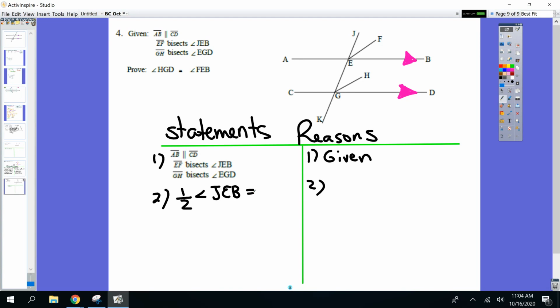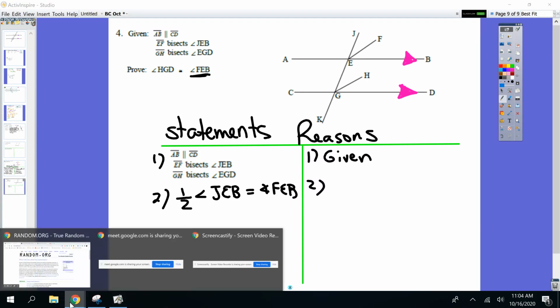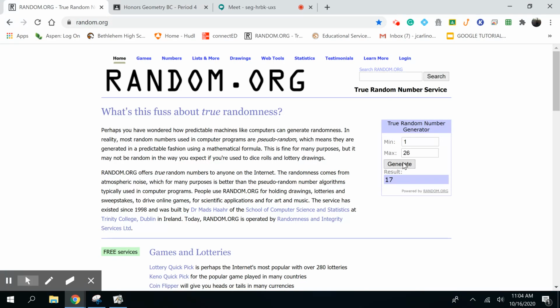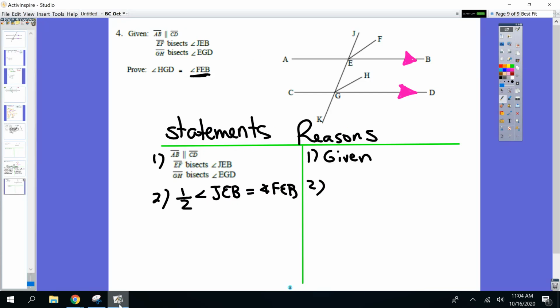I only care about one in the proof. Out of those 2 angles, JEF and FEB, which one do I care about? FEB. How did Quincy know that? Because FEB is one of the angles I need to prove. What's another angle I need to take half of? Maeve. Darn right I do. If I take half of EGD, that could be EGH or it could be HGD. Which one do I want? Good job.